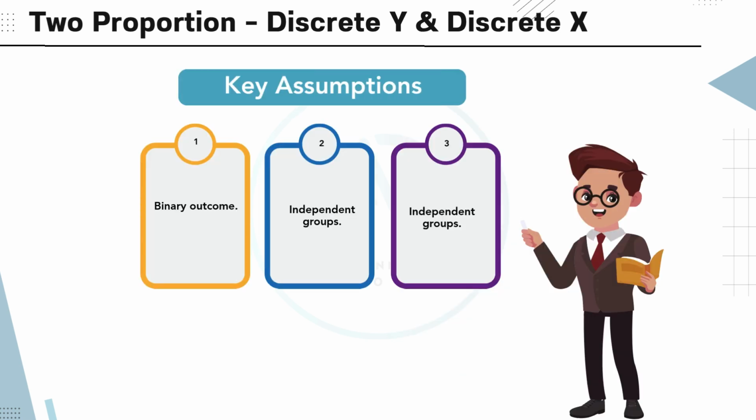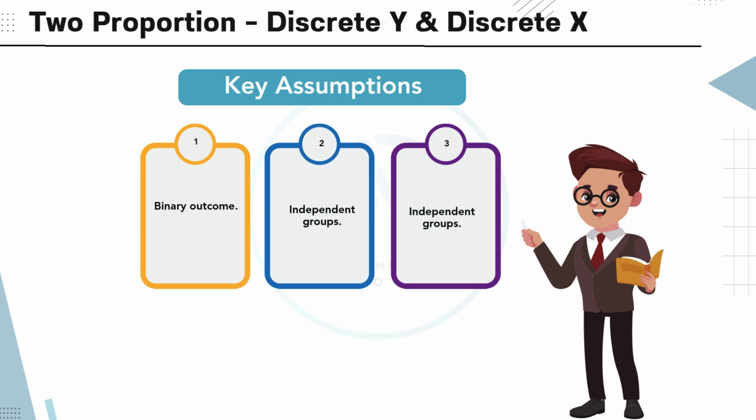Before we run a two-proportion test, we need to make sure that certain assumptions are satisfied. These assumptions ensure that the test results are statistically valid and reliable. Let's go through them. 1. Binary outcome. The response variable must be binary. For example, success, failure, pass, fail, yes, no. The test is not suitable for continuous or multi-category outcomes.